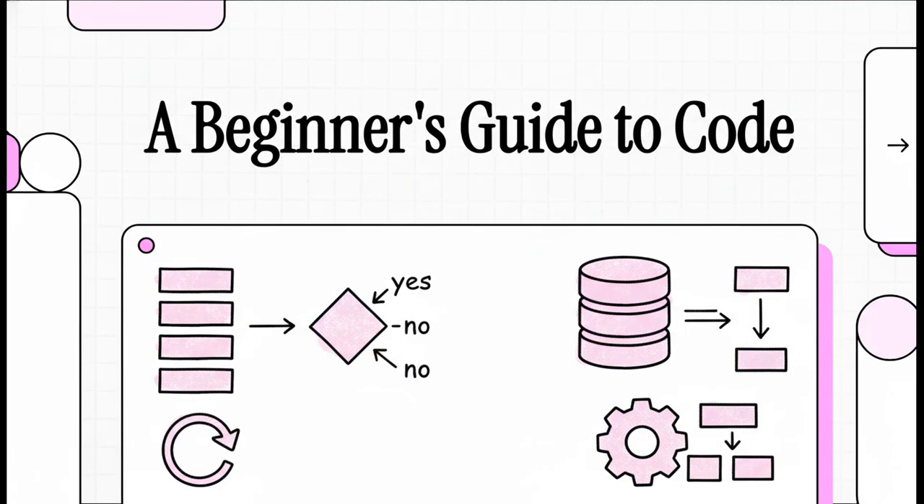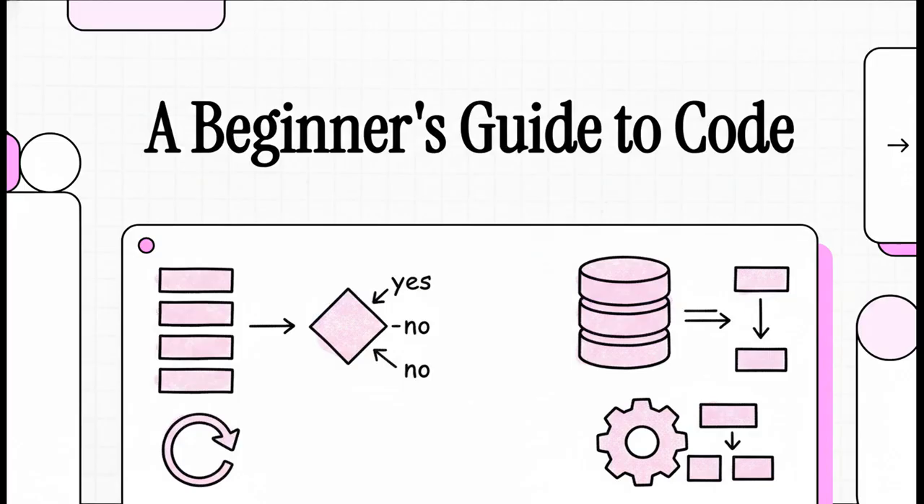You ever wonder how a computer goes from just following basic instructions to running a really smart, adaptable program? Well, today we're going to break down the core building blocks of code, from how programs make decisions and handle data to how they can repeat tasks like lightning.